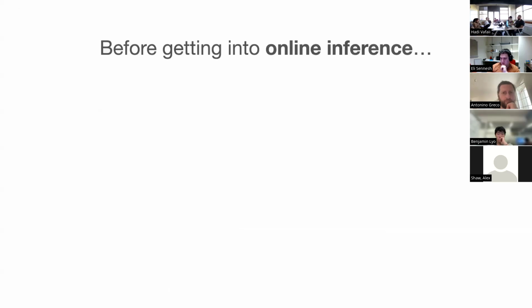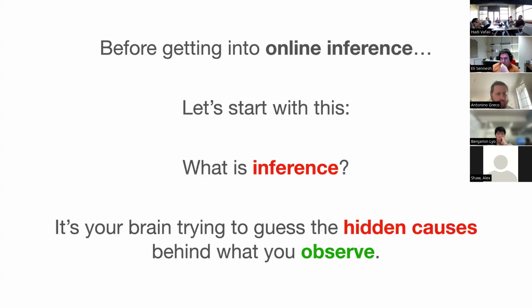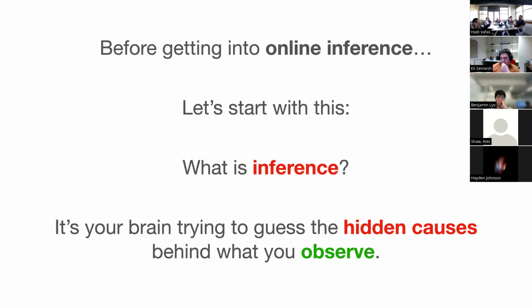But before getting into online inference, which is the topic of BONG, let's start with this. What is inference? Let's understand inference. Well, it's your brain trying to guess the hidden causes behind what you observe. That's one way to define inference. So the brain receives sensory information like photons landing on your retinas, and the brain has to map those photon patterns into the state of the world. That's inference. The observations are photons and the hidden causes are just the state of the world.